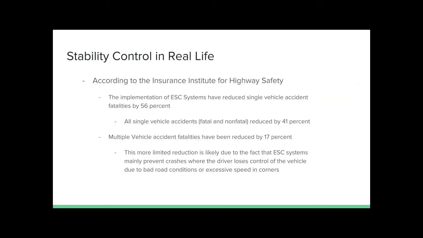ESC systems have had considerable impact on the safety of today's vehicles. According to the IIHS, since the implementation of ESC systems, they have witnessed a reduction of single vehicle fatalities by 56%, and all single vehicle accidents, both fatal and non-fatal, were reduced by 41%. Multiple vehicle accident fatalities were less affected and only reduced by 17%. The lesser impact on multiple vehicle accident fatalities is most likely due to the fact that ESC systems mainly prevent crashes where the driver loses control of the vehicle. This is usually due to bad road conditions or excessive speed in corners.